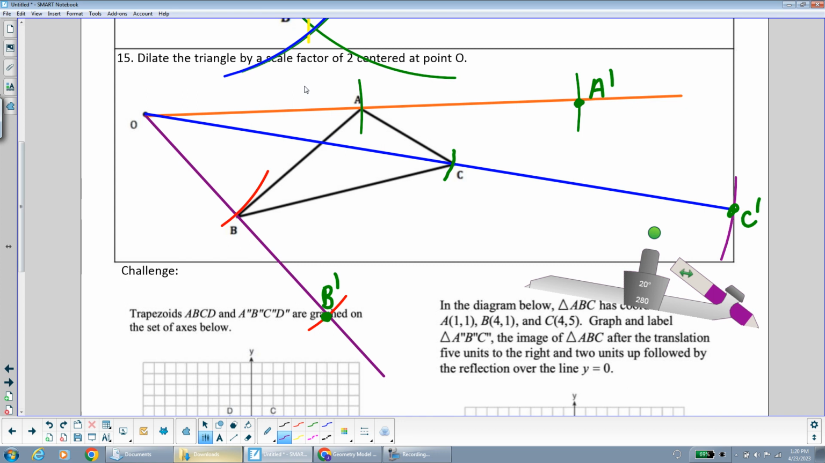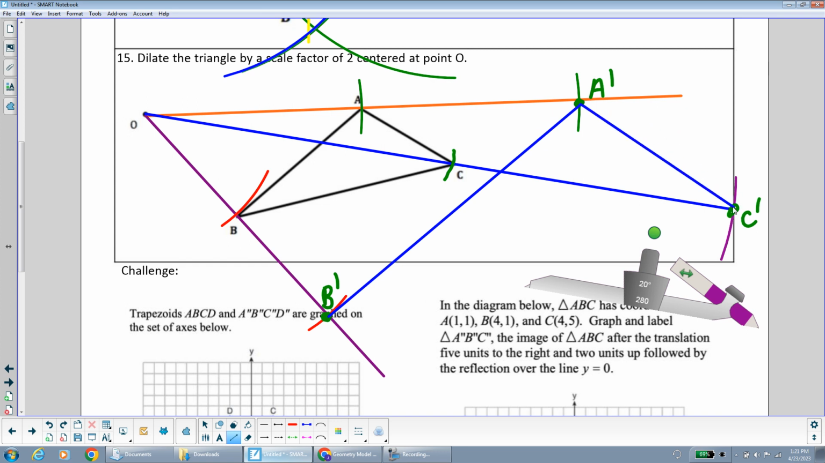Okay, and if we connect together our dilated triangle, oh no, how did it not do a straight line? Our dilated triangle should be double the size as our original one, or as close to double the size as we can get it.